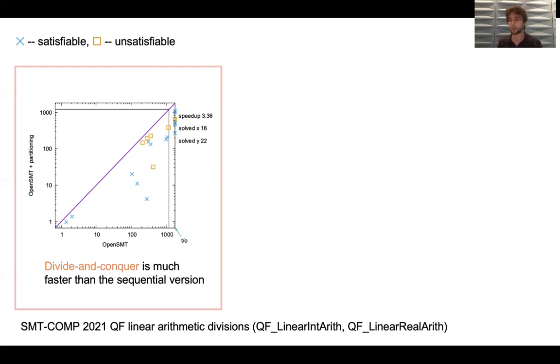On the set of instances, which in this case consisted of 32 instances, we can solve 6 more instances with partitioning. And the crosses are satisfiable instances and the boxes are unsatisfiable instances throughout the presentation.